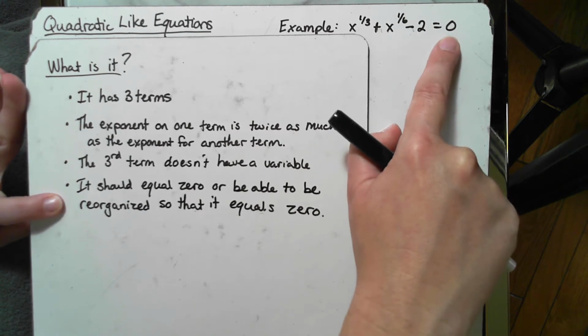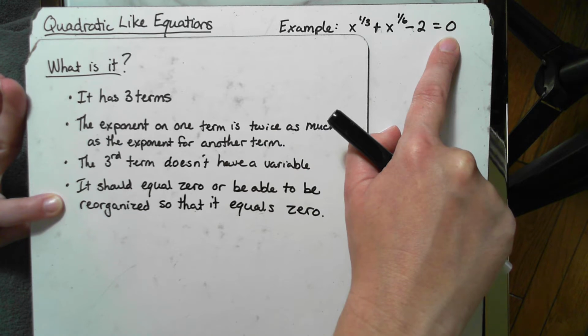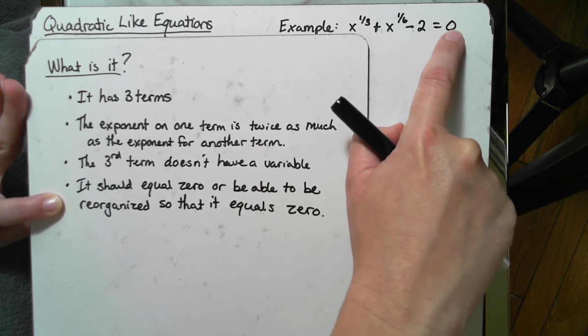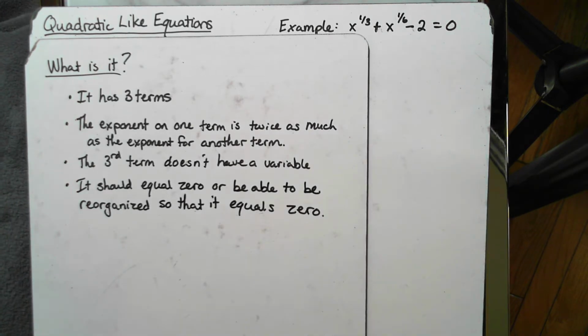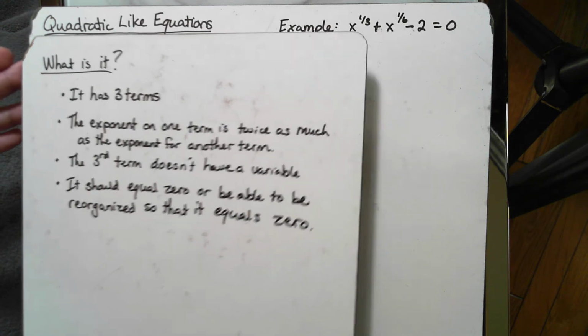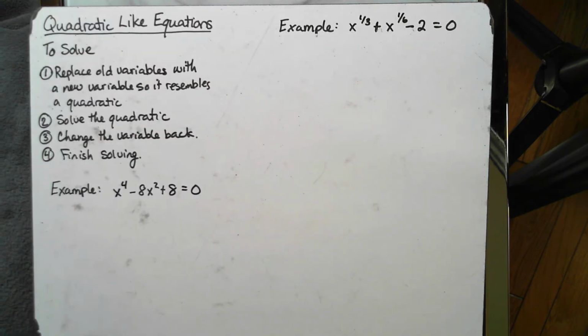And it should equal 0, or it should be able to be reorganized so it does equal 0. So hypothetically, if this 2 was over here, I could subtract 2 on both sides and make it equal 0. So you should be able to reorganize it so it equals 0. Now let's take a look at how to solve them.